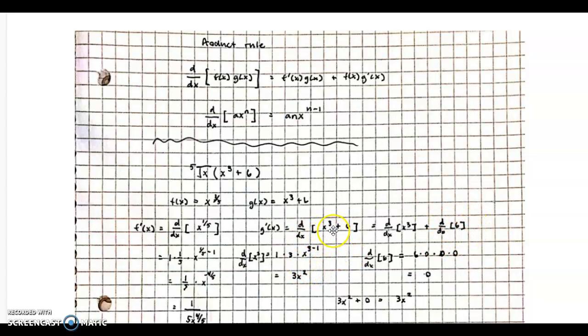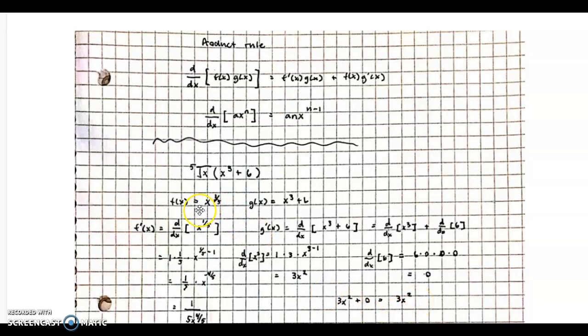So the derivative of x to the power of 3, 1 is the coefficient, times n, times x to the power of n minus 1. You're left with 3x squared. The derivative of 6 is 0, and by default we should know that the derivative of a constant is 0. So the derivative of g of x is 3x squared.